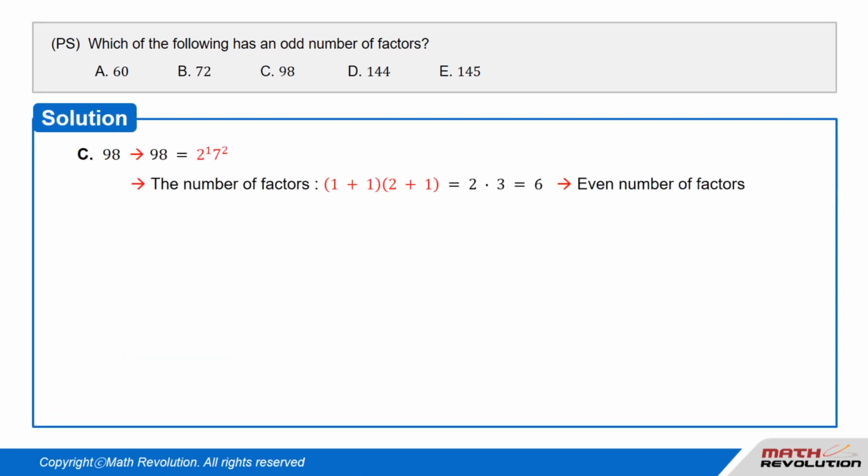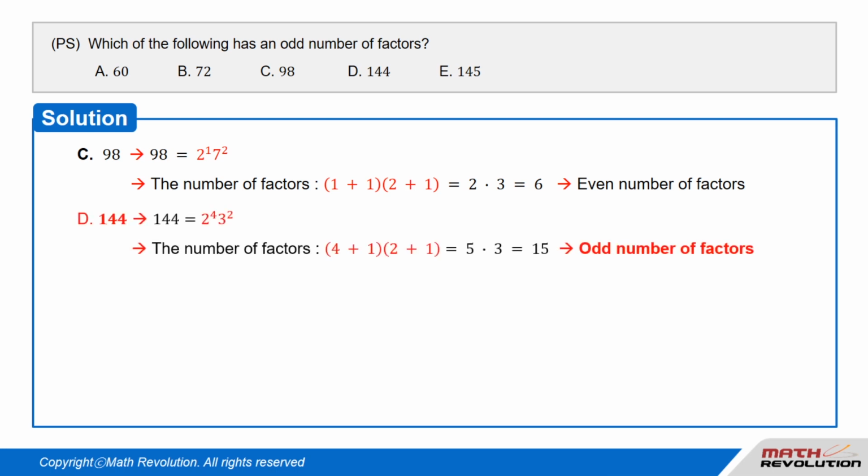C. 98. Now, 98 equals 2 to the power of 1 times 7 to the power of 2. So the number of factors is (1 plus 1) times (2 plus 1), which equals 2 times 3, which equals 6. Thus, 98 has an even number of factors.